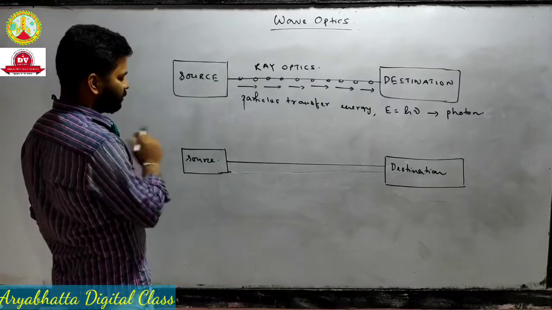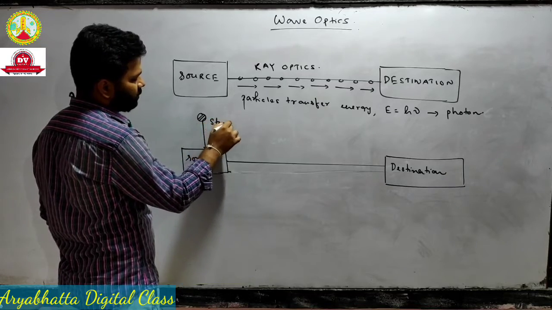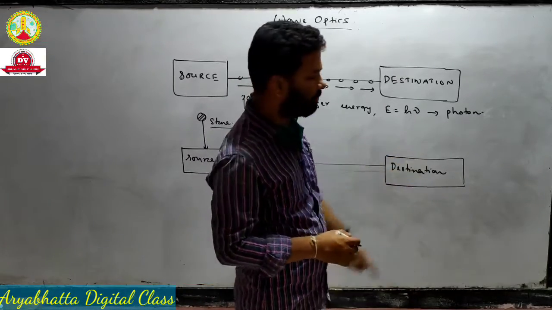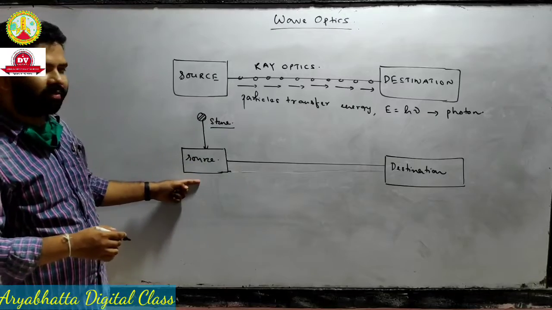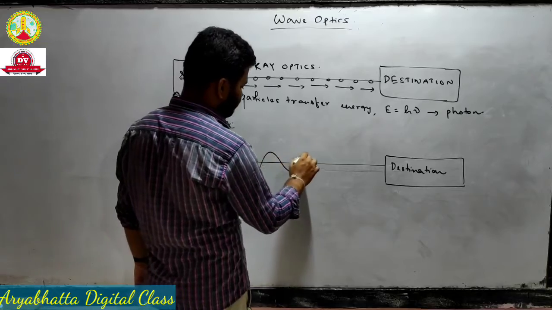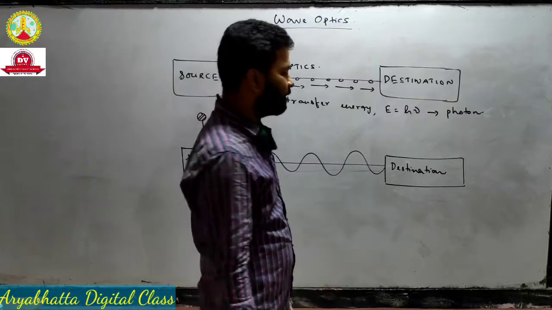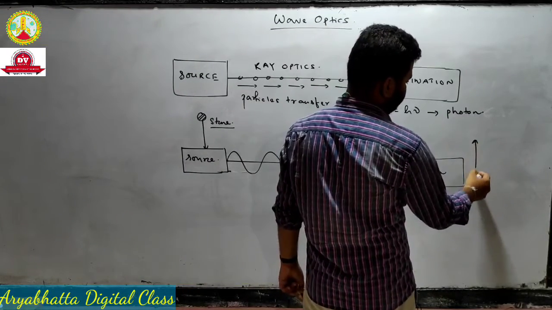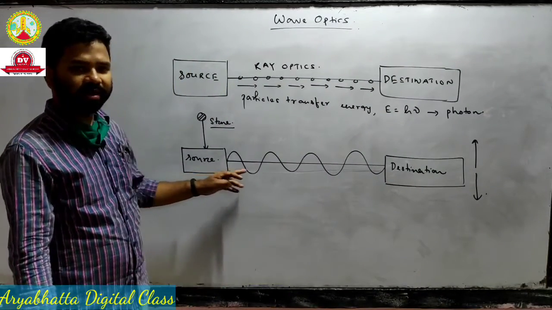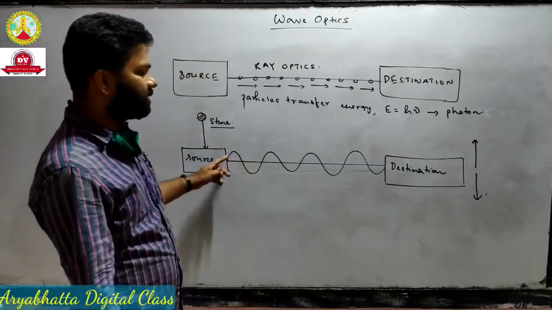If you disturb this source, suppose you drop a stone here, then a wave will be created, and this is a piece of thermocol. If you drop a stone, a disturbance will be created, and the disturbance will travel like this. The thermocol at this end will start vibrating. Is the water moving from this end to this end? No. Water is not moving from this end to this end. Only the disturbance is traveling.